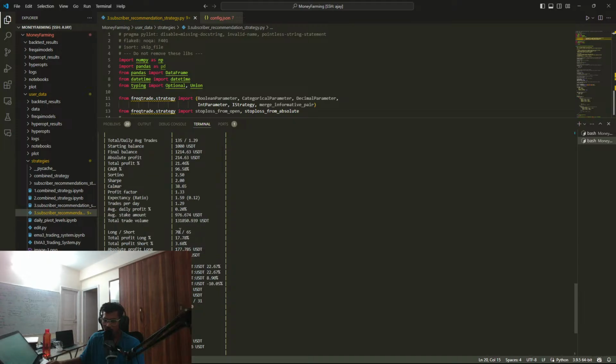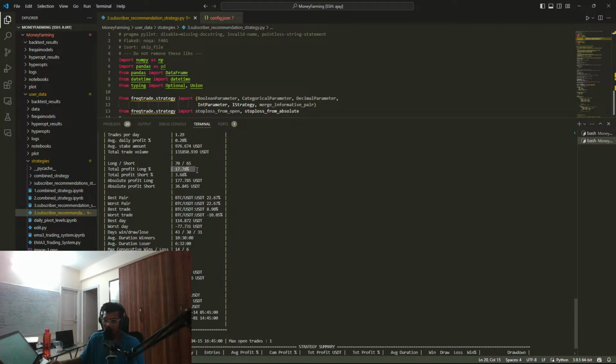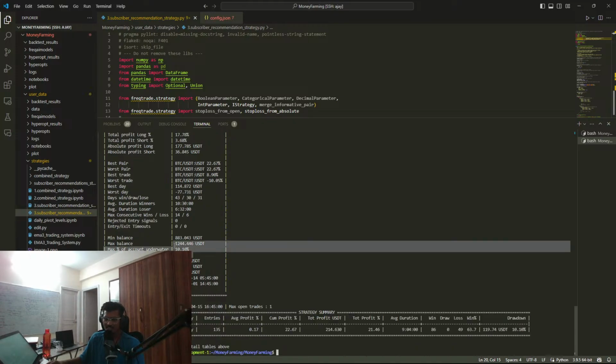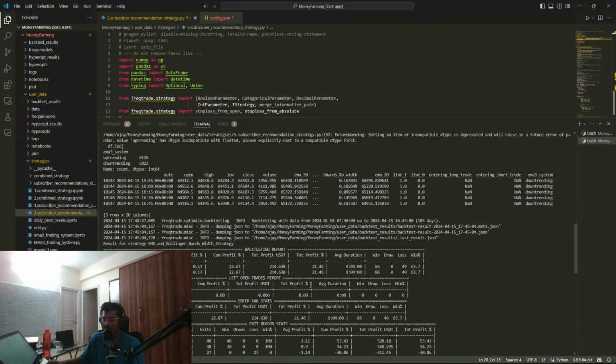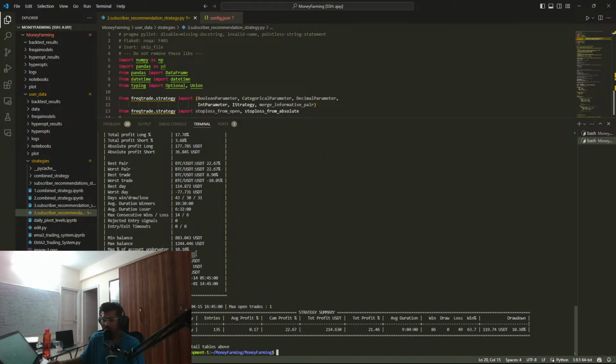Expectancy is good. Long short, the percentage is good. We made more money on long, less on short. That's expected. This strategy is performing well. There was about 10% drawdown, so it's feasible in Bitcoin. It's really good.